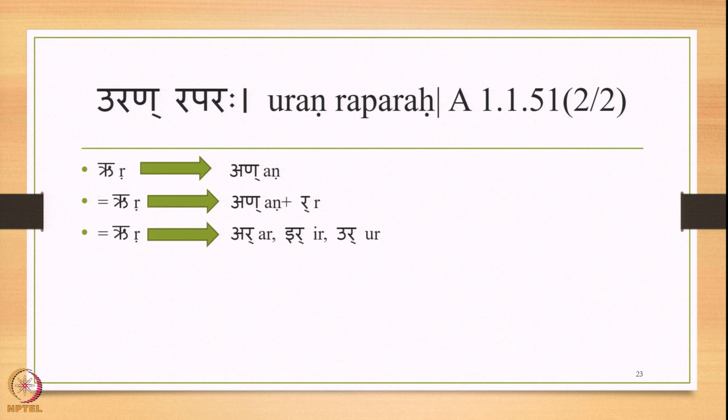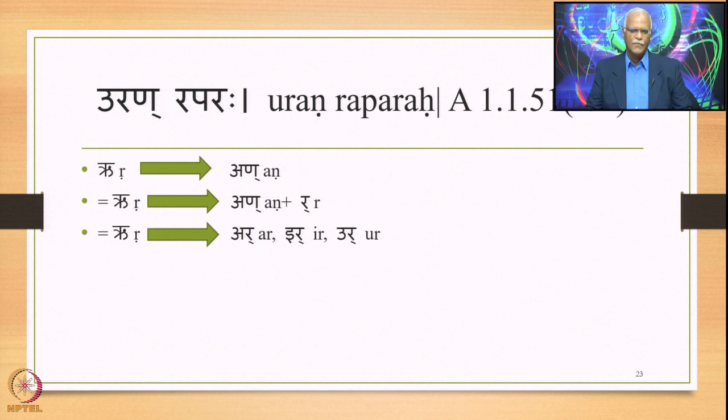So we have ru as input and an as the output. What it means is ru and the output is an plus r. To explain it further, ru is substituted by ar, where r is added to a and a is part of an, and ir, where r is added to e, which is part of an. Similarly, ur, where r is added to u, and u is part of an.